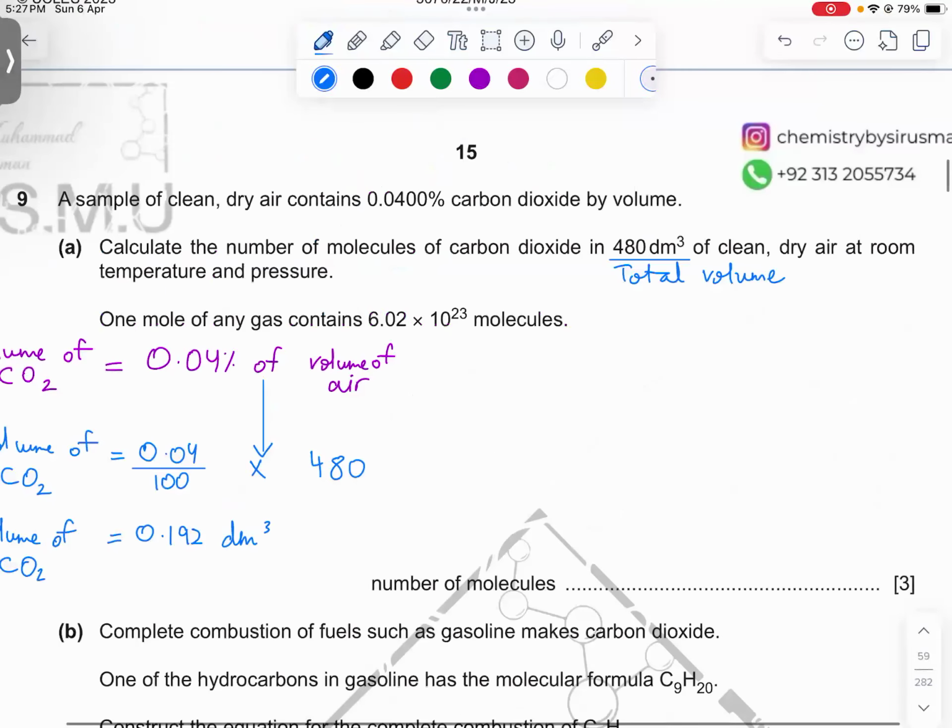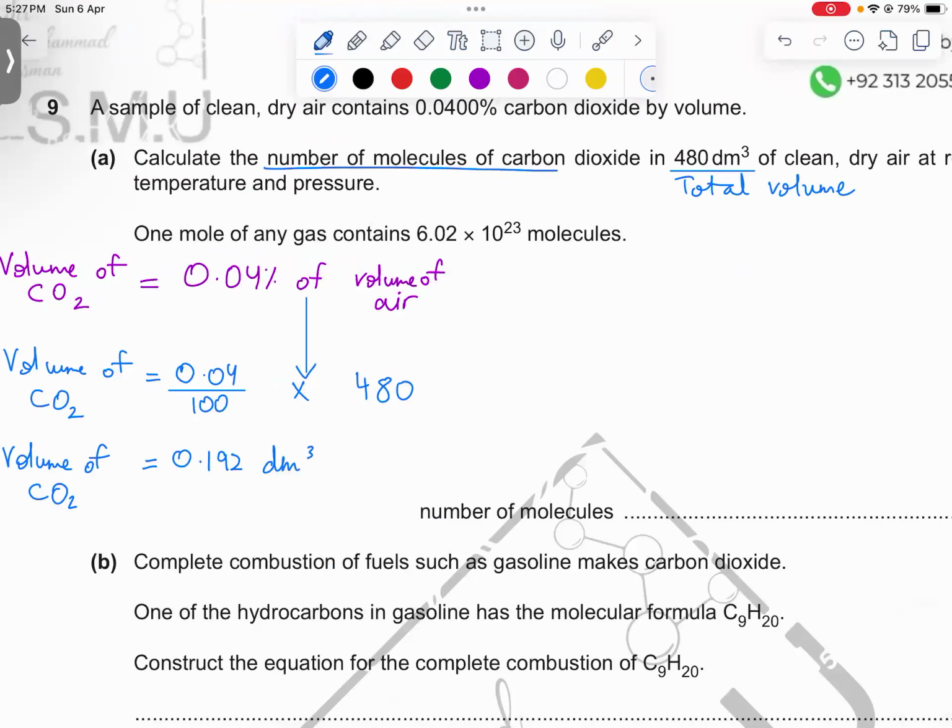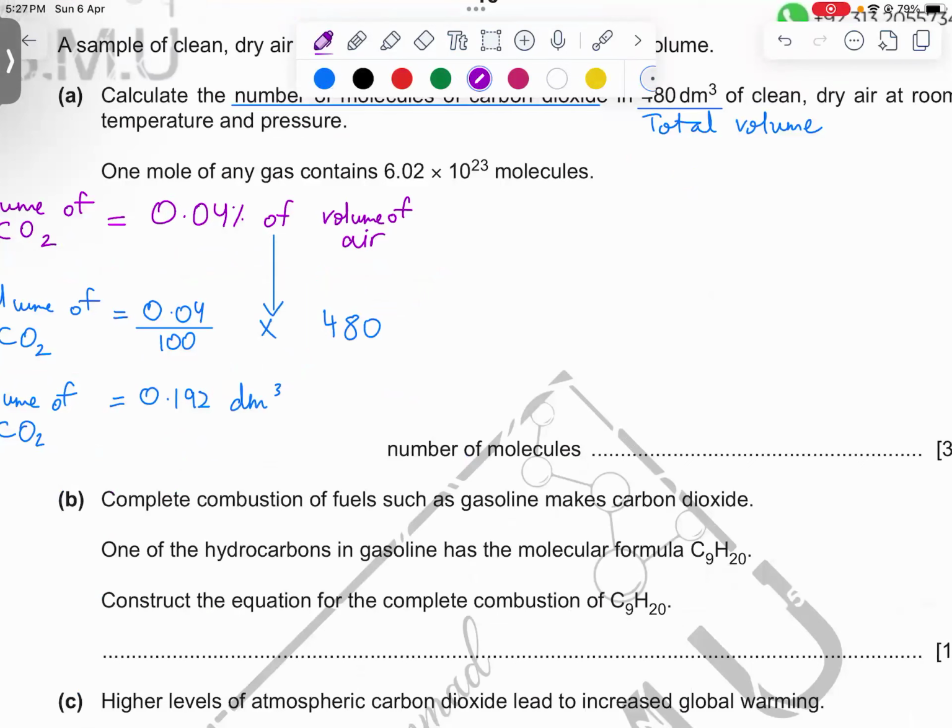Now, you want to calculate the number of molecules of carbon dioxide. Number of molecules you always calculate by a very simple formula. You calculate it by multiplying moles with the Avogadro number, right? So let me just write the formula up top. Number of molecules equals moles multiplied by Avogadro number Na, right? It is also called Na. In some manuscripts, it is also called L. All right. So we can use any one of those symbols, okay? But we do not know the moles, right? So first we are going to calculate the moles of CO2 now, right?